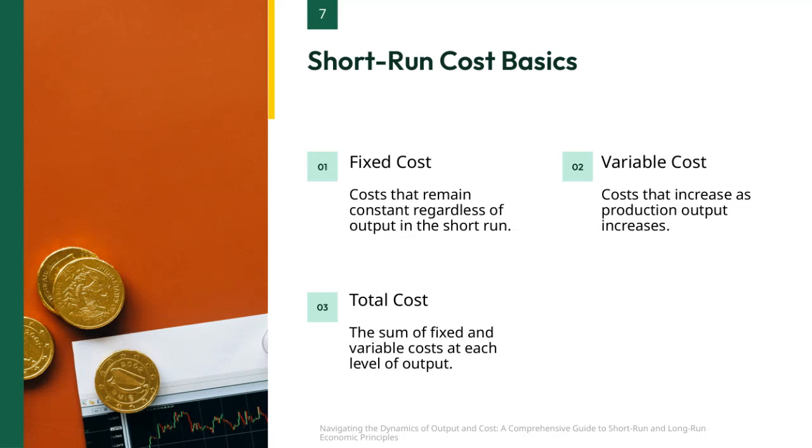Here, we're looking at the basics of short-run costs in production. First up, fixed costs. These are the expenses that stay the same no matter how much you produce, like rent or salaries. Next, variable costs. These change depending on your production levels. For example, materials or direct labor costs go up as you make more products. Finally, total cost is simply the sum of both fixed and variable costs at each level of output. Understanding these concepts is crucial for managing expenses and making informed production decisions.